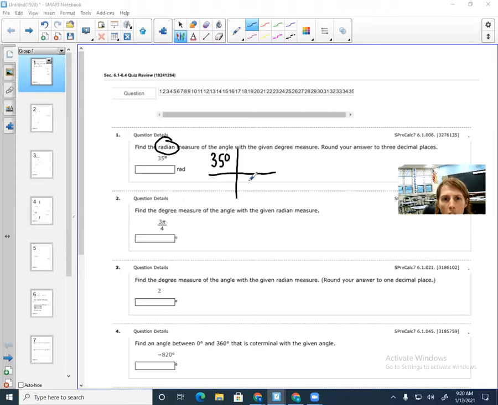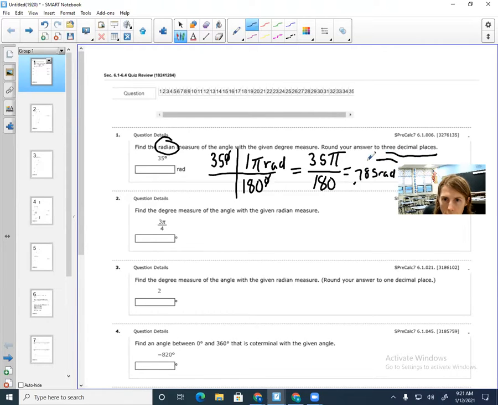Okay, so I'm going to put it right here. 180 degrees is 1 pi radians. And I don't have to put this 1 here. I can totally cross it off if you want. So degree is on bottom, degree on top, they cancel. So I had 35 pi over 180. Now I could reduce this and get a fraction, but if you look at the answer, it says round your answer to 3 decimal places. So we do not need to take the time to reduce that. Go ahead and put it in your calculator and find it. And I have 0.785 radians, don't forget the radians, is my answer.